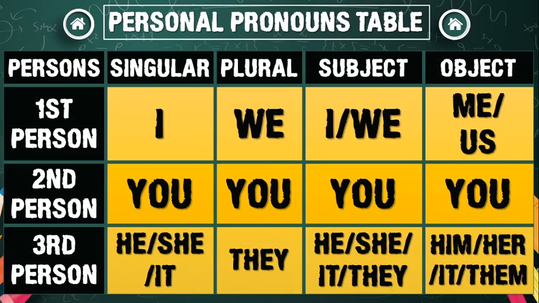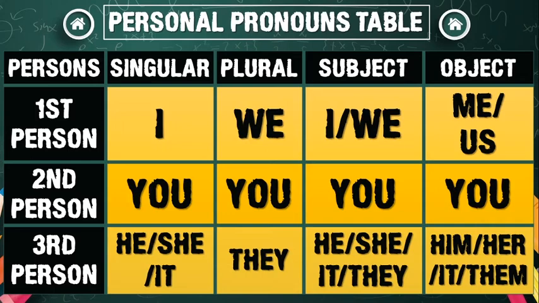That is neutral, neither feminine nor masculine. The plural form of the third person is simply they. The first person, second person, and third person pronouns also exist in the subject form and in the object form. For instance, the first person singular I becomes me. You remains the same: you is you in the singular form, in the plural form, in the subject form, and in the object form.